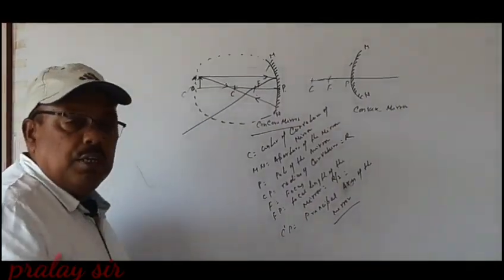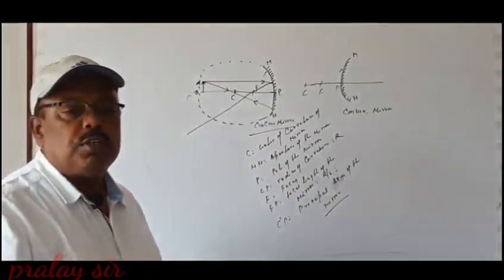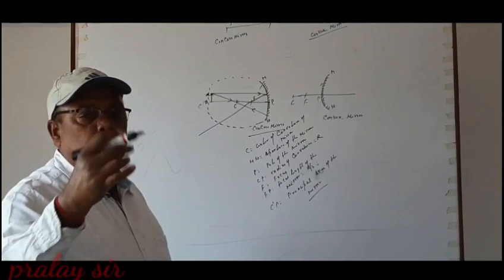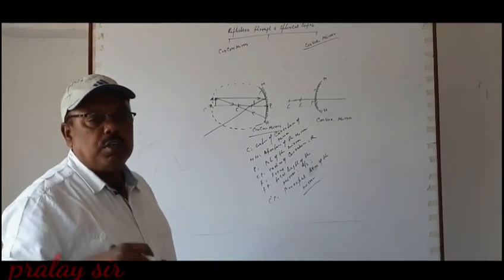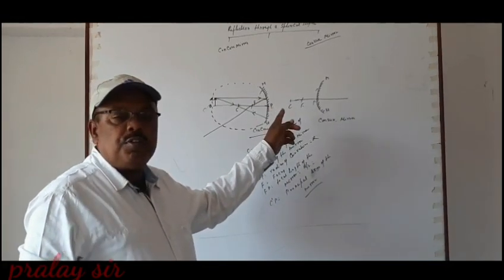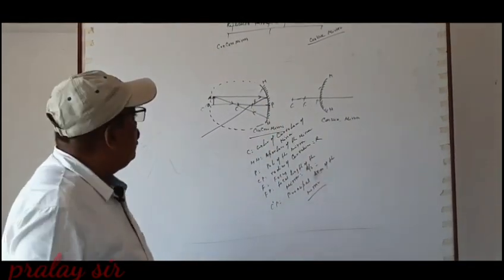Because here, as we know from the geometry of the figure, any line drawn from the center to the circumference is always perpendicular to the tangent. Here is also the same case. Here the angle of incidence is 0, so the angle of reflection is also 0.